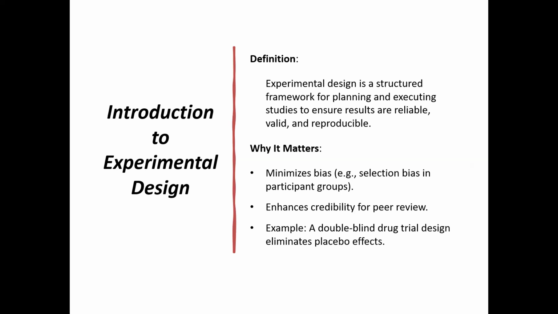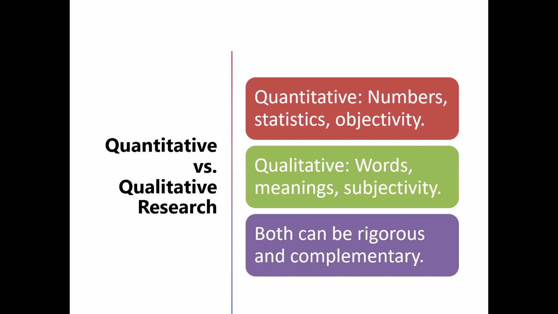So after the synopsis, or even when you are writing the synopsis and you are writing the methodology or experimental design part, you have to work on that to make sure that after implementing this type of experimental design, you get reliable and valid results which can be easily reproducible. Now, there are two types of research.